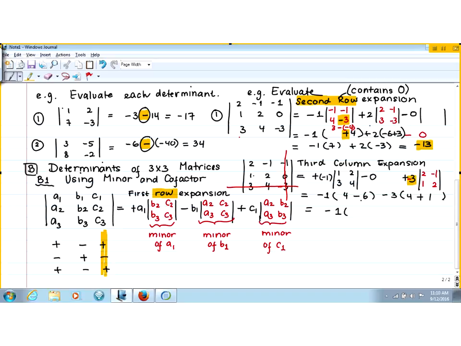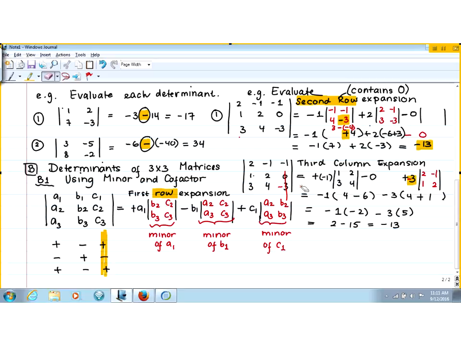Yeah. So this is -1 times -2 minus 3 times 5. So what is this? 2 minus 15, which is -13. Yes. So you see it's the same number.